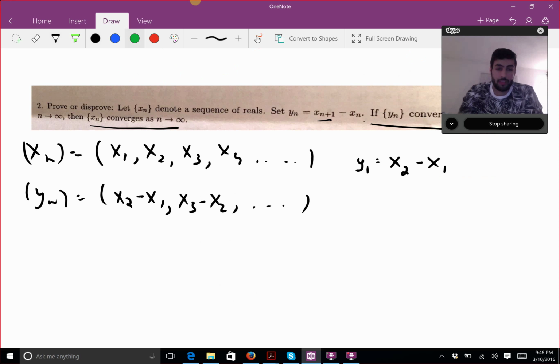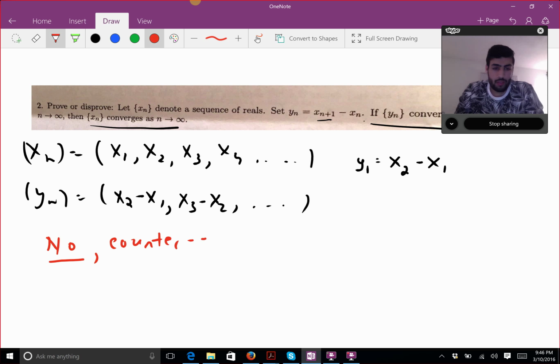So here's the counterexample. The answer is no. This is a very special counterexample. If you didn't see this, you wouldn't know this. It's a tricky counterexample, but it's a very important one. The counterexample is that x sub n is equal to the square root of n.